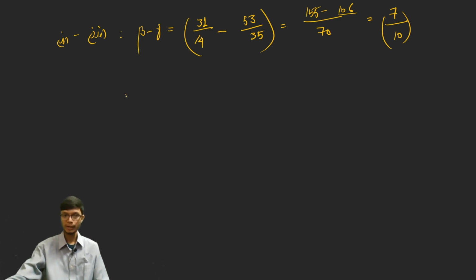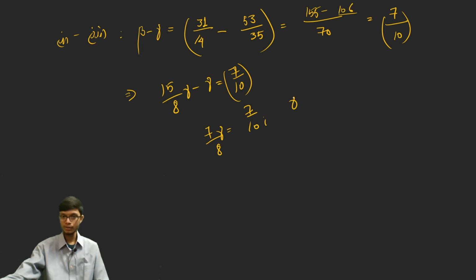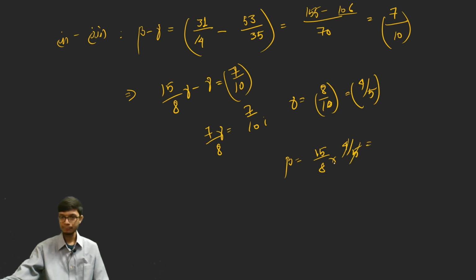Now what I am going to do from here is, I got beta as 15 by 8 times gamma. Now I will put this over here. So if I put 15 by 8 times gamma minus gamma is equal to 7 by 10, I will get the value of gamma. So from here I will get 7 by 8 gamma is equal to 7 by 10, and this will yield the result that gamma is equal to 8 by 10, or 4 by 5. Once I have the value of gamma as 4 by 5, I can obtain the value of beta, that is 15 by 8 into 4 by 5, and that is 3 by 2. So you got the values of beta and gamma.